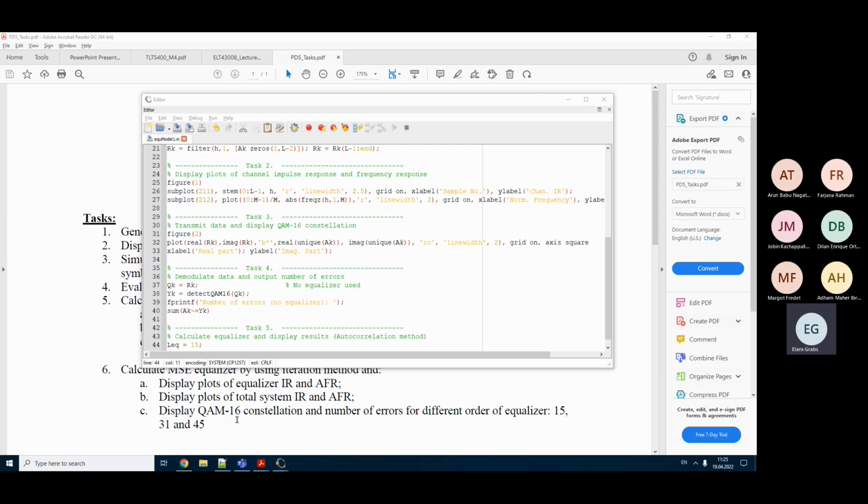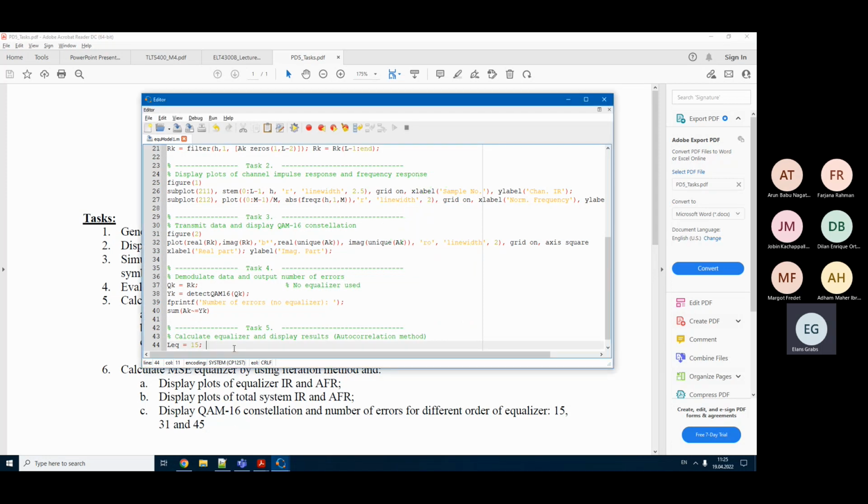So I'm going to call this variable L half. So L equalizer minus 1 divided by 2. Impulse response length and half of it.